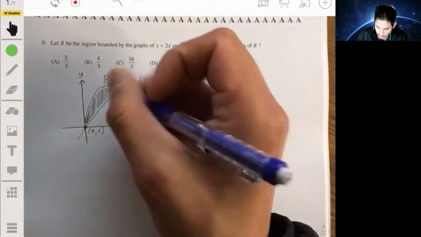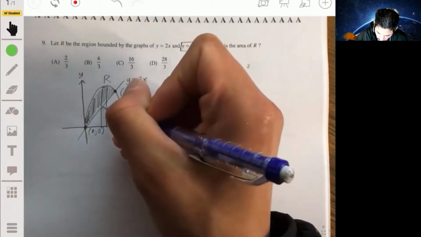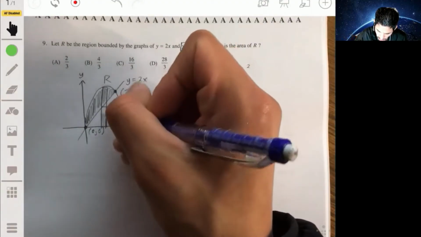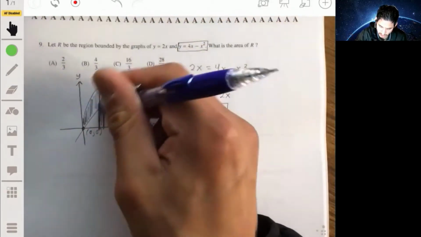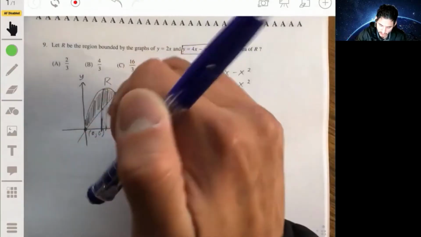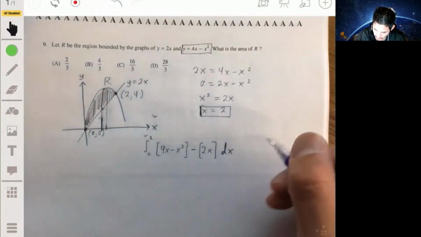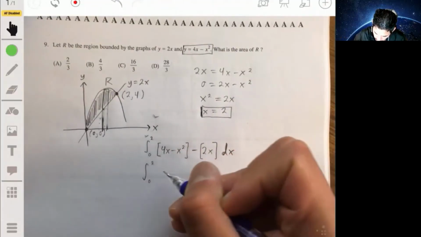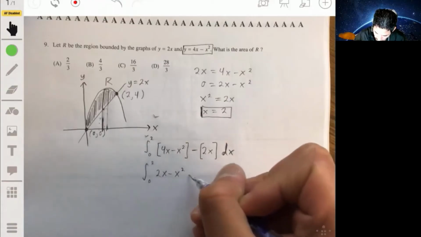Remember, you want to do top minus bottom because you're going to look at it like a rectangle, and you would subtract the rectangle below. The big rectangle will be from here, and from there you would subtract the lower rectangle. But don't overthink it, just the top area minus the bottom area. So we just integrate this, but let's simplify it first a little further. This will just be the integral of 2x minus x squared dx.